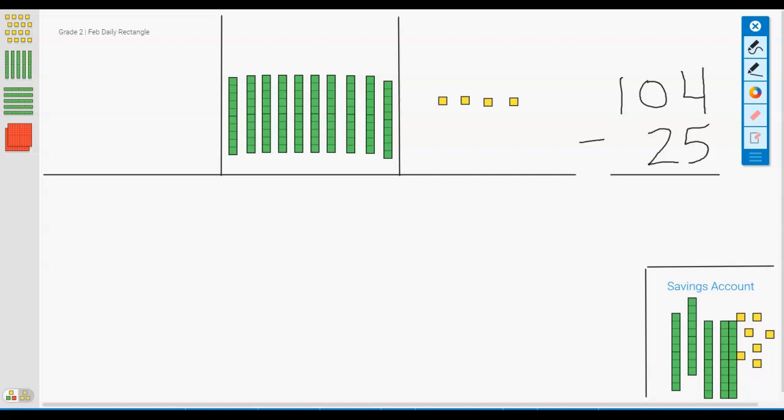Using your whiteboards and markers, use your strategies to solve 104 minus 25. You can draw your pictures with your base 10 pieces, your open number line. Maybe you're going to use our splitting strategy. Whatever works for you, solve this problem now.